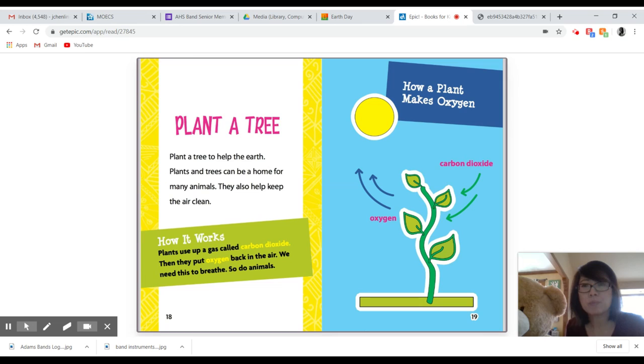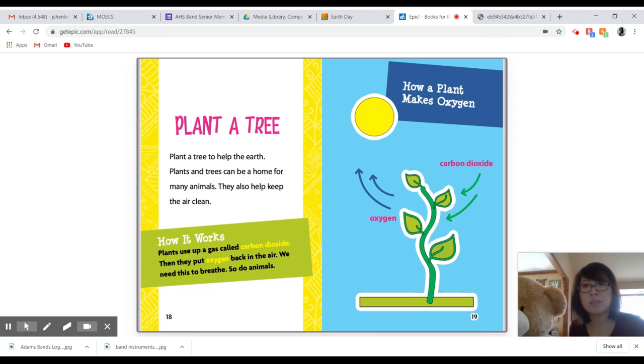Plant a tree. Plant a tree to help the earth. Plants and trees can be a home for many animals. They also help keep the air clean. Here's how it works. Plants use up a gas called carbon dioxide. Then they put oxygen back in the air. We need this to breathe, and so do animals.